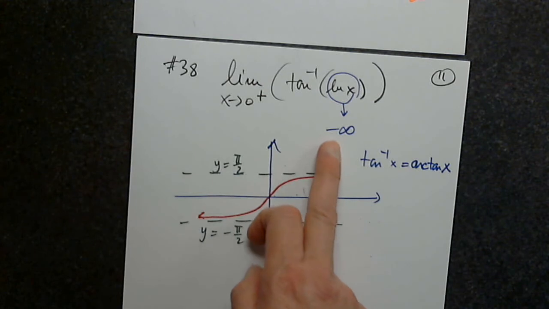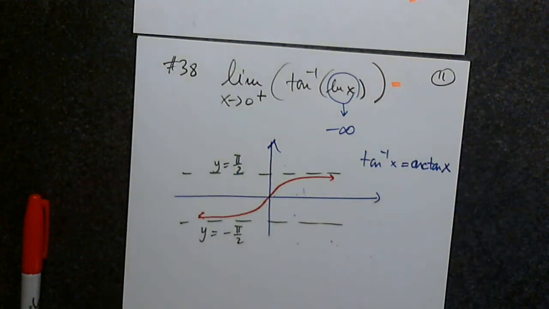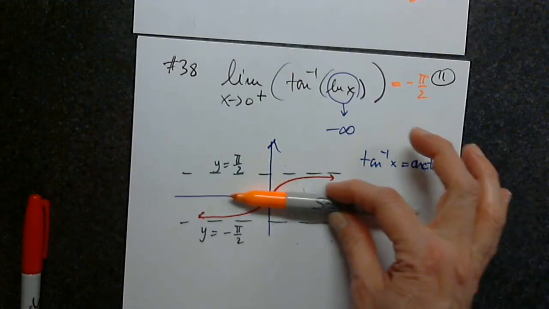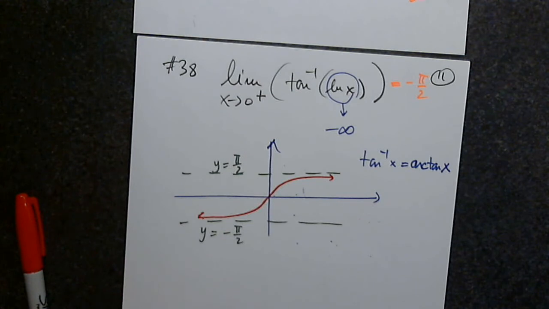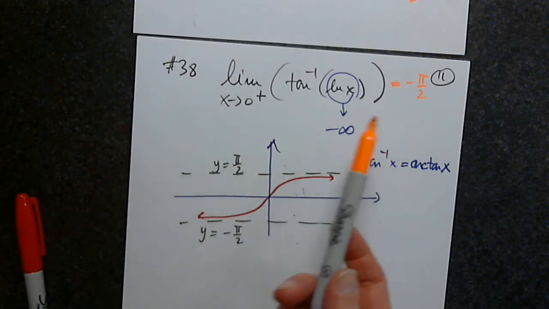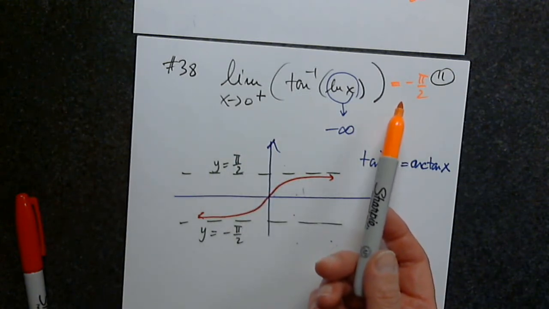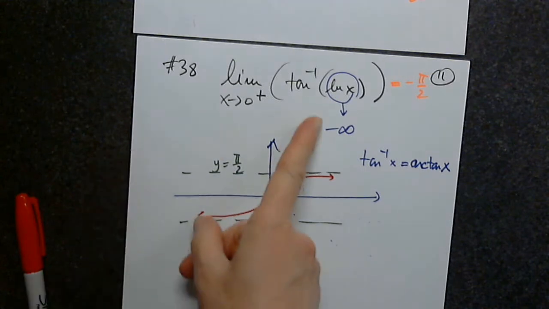Tangent inverse of negative infinity. Now we have the final answer. What is the final answer here? Negative pi over 2. As x approaches negative infinity, the function values get closer and closer to negative pi over 2. Can I conclude anything when x approaches 0 from the right, that x approaches negative pi over 2? No. This is not a vertical asymptote and it's not a horizontal asymptote for this function.